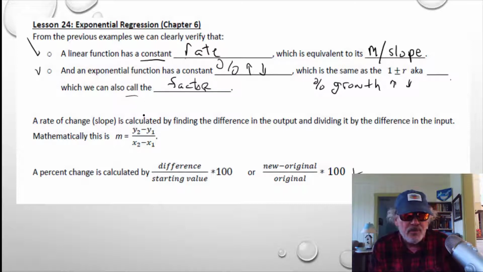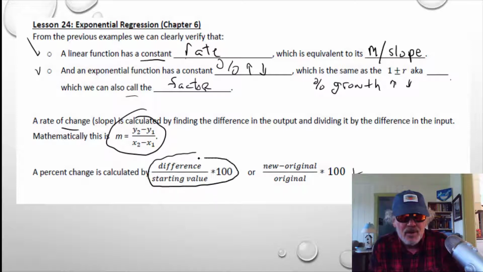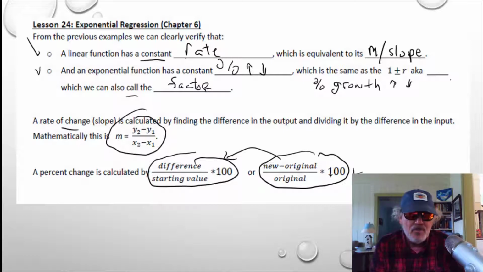Now this should be familiar from you who had to take algebra. A rate of change, a slope, is defined mathematically as the difference in the output divided by the difference in the input. And it's constant. That's key. A percent change, which we're going to need, is calculated by the difference divided by the starting value times 100, or the new value minus the original value, divided by the original times 100. So we'll explore this.